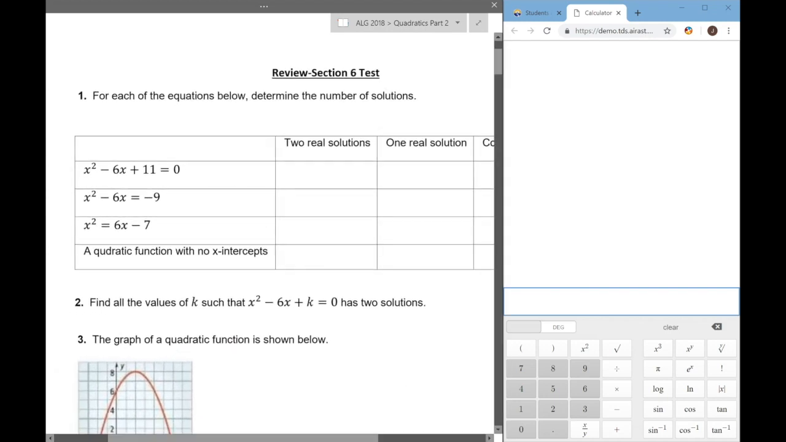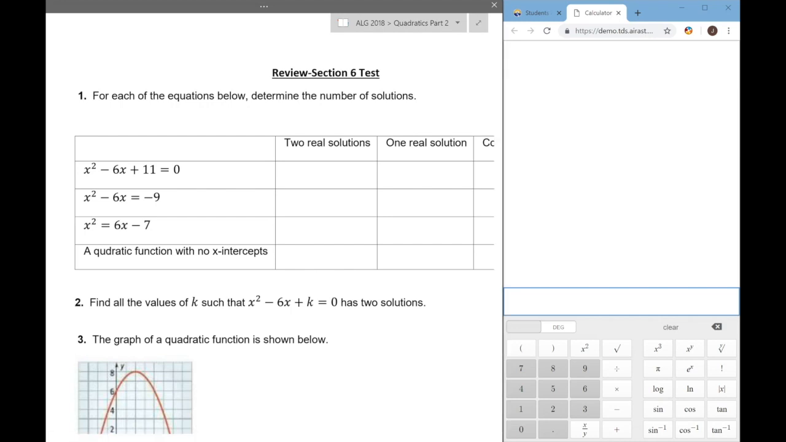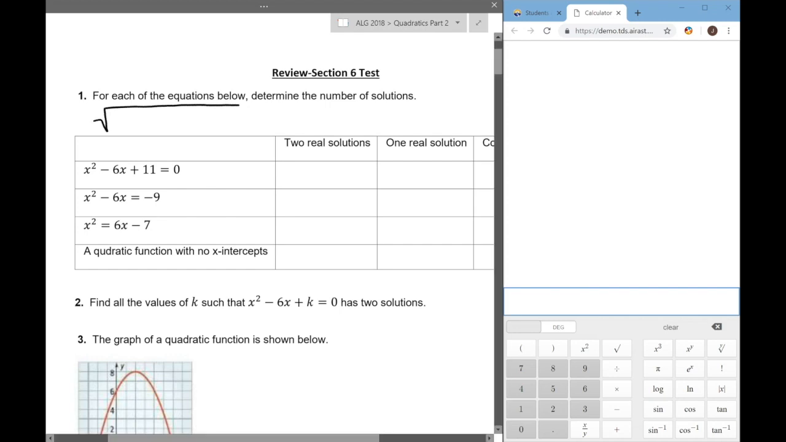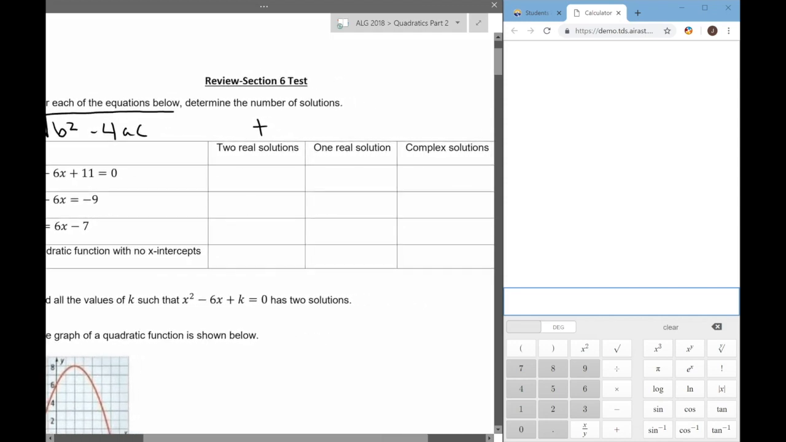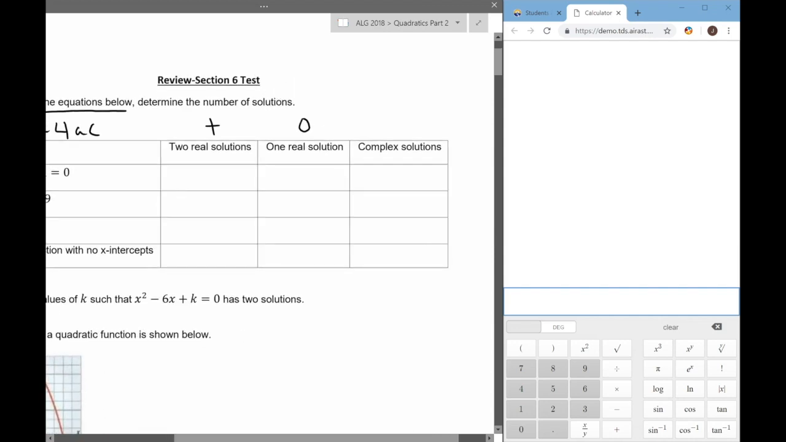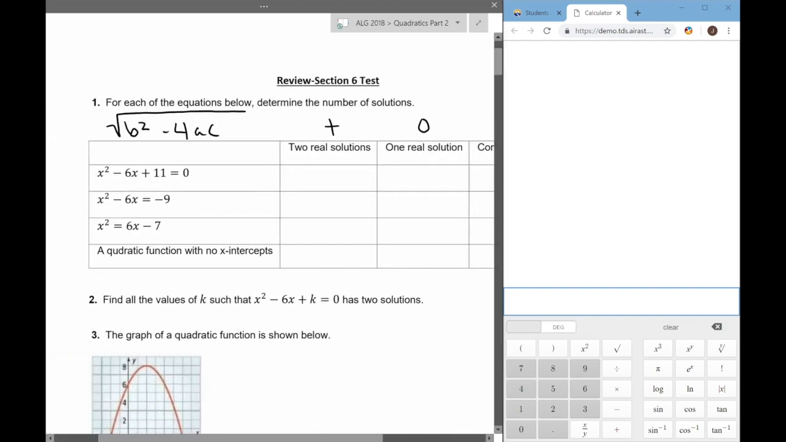Okay, so question 1 says, for each of the equations below, determine the number of solutions. So if you remember, this is talking about the discriminant. Now the discriminant is this formula right here, b squared minus 4ac. Now if my number comes out to be positive, that means I have two real solutions. If my number comes out to 0, my answer is 1. Now if my number comes out negative, any type of negative number, I have a complex solution, which is really 0 solutions.